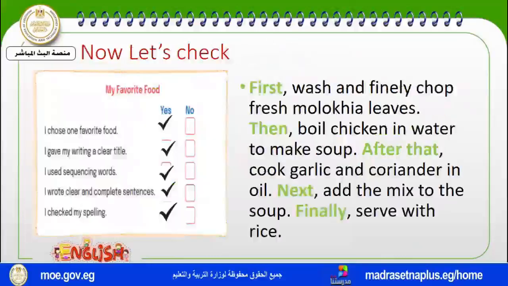Yes, here we chose our favorite food, which is ملوخية. We had a title, ملوخية dish. We used sequencing words: first, then, after that, next, finally. We wrote complete sentences, and we have correct spelling. So remember always to have something like this before to check your work against, to see if you were right or not.